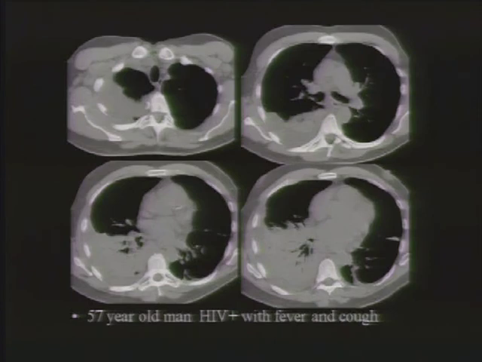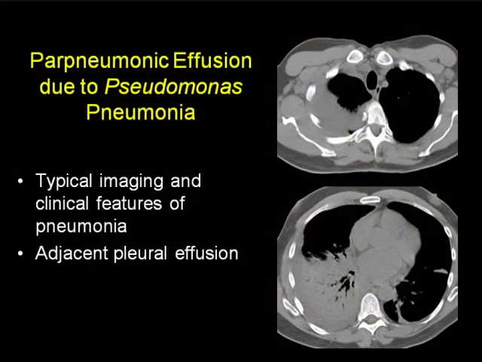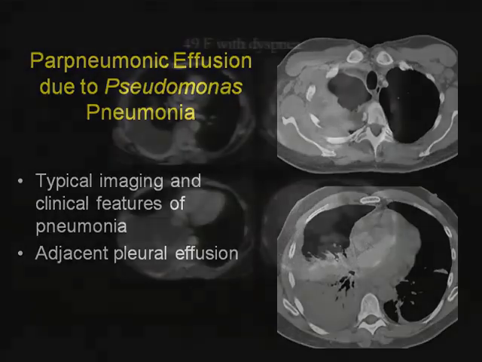Here we have a 57-year-old man, HIV positive, with fever and cough, and in addition to the pleural effusion, we see this extensive consolidation in the right lower lobe. It's a no-brainer that this pleural effusion is secondary to a pneumonia in the right lower lobe. This turned out to be a Pseudomonas pneumonia. And so, again, imaging features help us to figure out what the pleural effusion is due to.